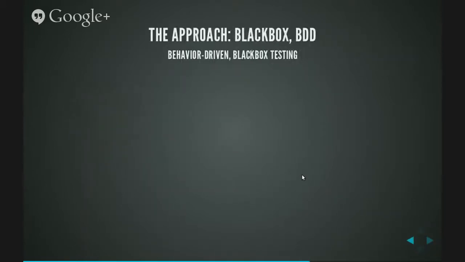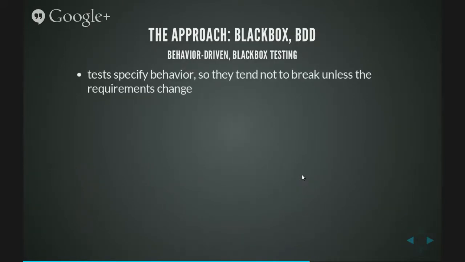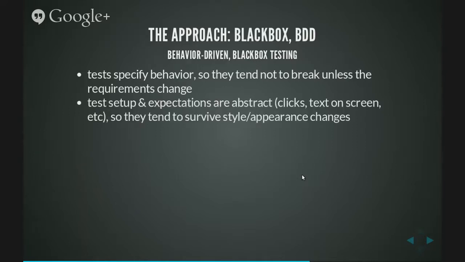Another bit that's notable is this is all black box BDD testing, so behavior-driven and black box. Tests specify behavior, so they tend not to break unless the requirements change. That's a reflection of those two qualities. Test setup and expectations are abstract. Clicks and text on screen are examples of that setup and those expectations, so they tend to survive style and appearance changes. I don't have a lot of hard-coded notions of exactly what it looks like on the screen, kind of to your point earlier about functional testing. I'm just making sure there's somewhere on the screen this particular text. Or you saw I wasn't really particular about what kind of input it was. As long as the input had a value, that was what I was expecting from the user.